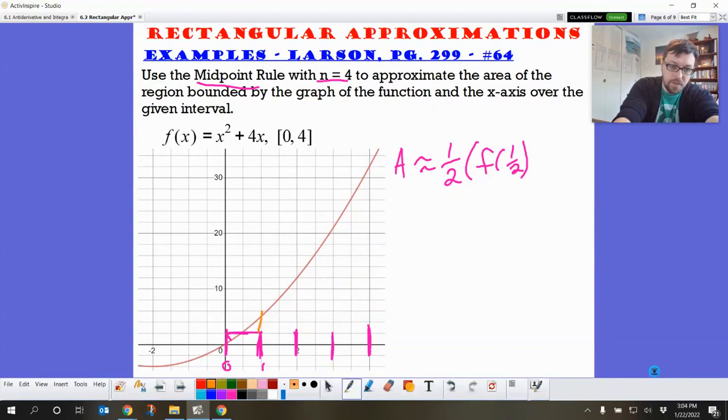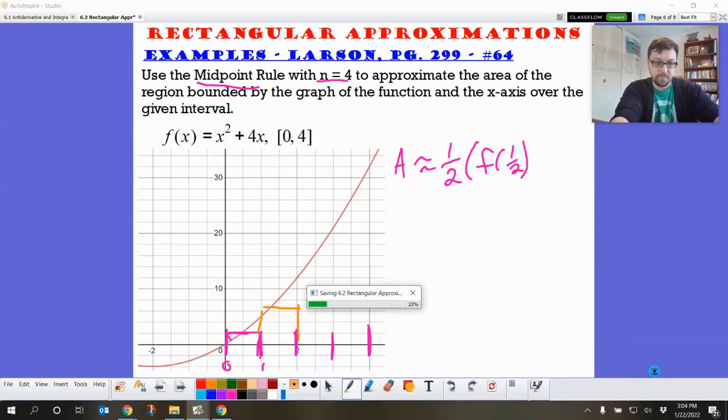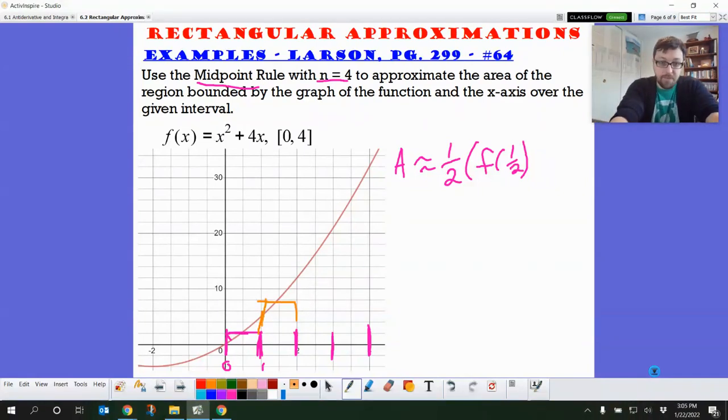Then we have to do this one. It should be in between these two. Again, we don't want to use 1 or 2 because that would be left or right. So in between 1 and 2 is 3/2. So that'll be plus f of 3/2.